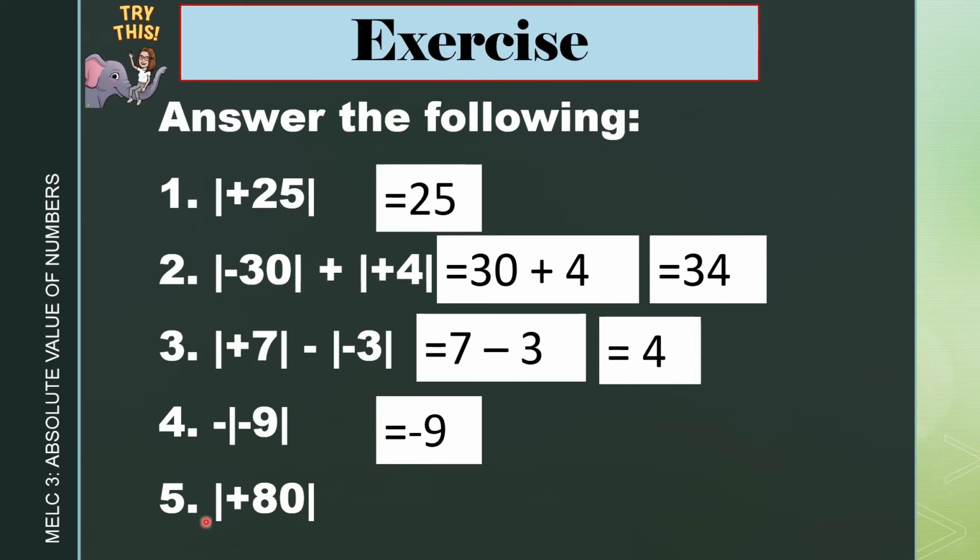And finally, for number 5, the absolute value of positive 80 will be simply equivalent to 80. So here are the answers. How many of them did you get correctly? If 5, very good. If 4, good job. If 3, nice work. And if 2 and 1, of course you have to practice some more. Go back to the previous examples to be able to understand the lesson well. So, that's it. Congratulations.